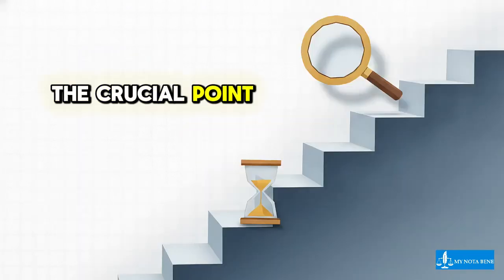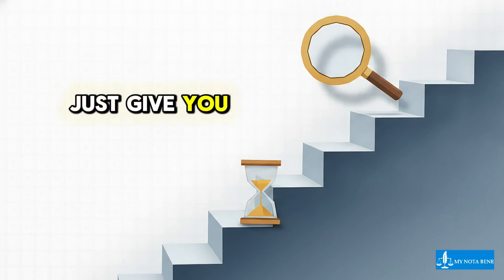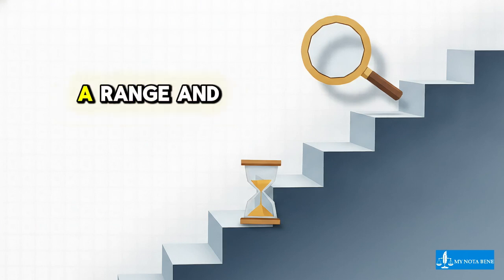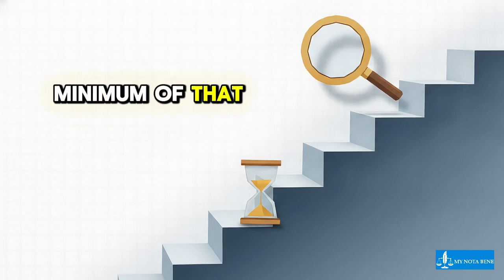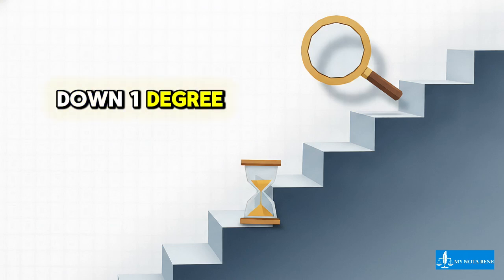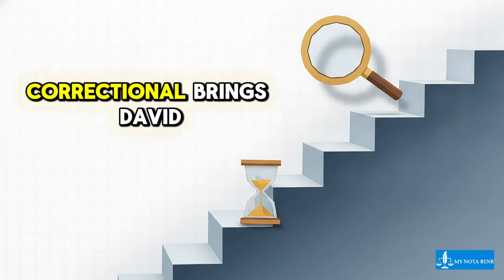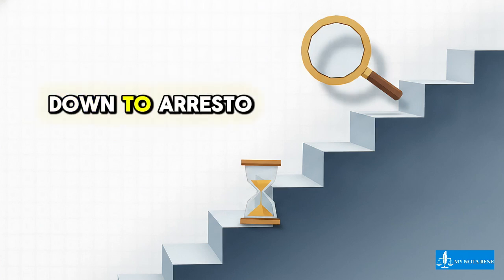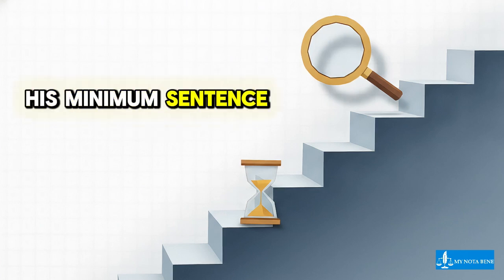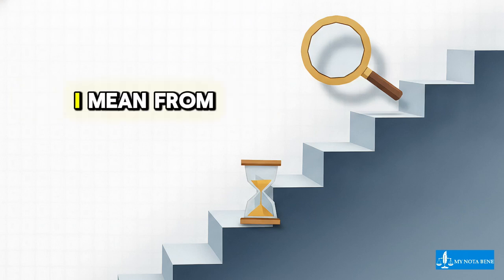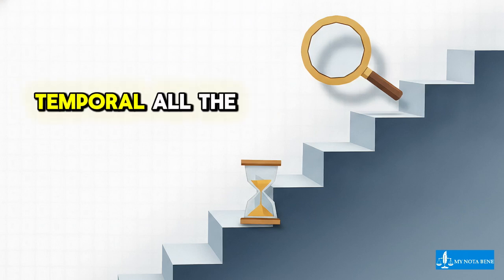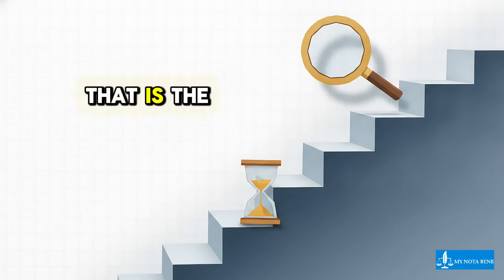The crucial point here: the ISL doesn't just give you a fixed number of years. It gives you a range, and to find the minimum of that range, the judge steps down 1 degree lower from the maximum penalty. Stepping down 1 more degree from prisión correccional brings David all the way down to arresto mayor. His minimum sentence? Just 6 months. I mean, from a base of reclusion temporal all the way down to 6 months. That is the absolute power of ISL math.